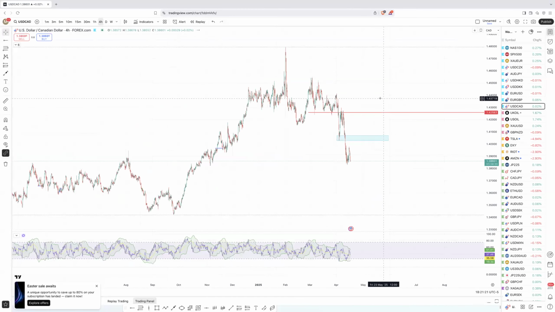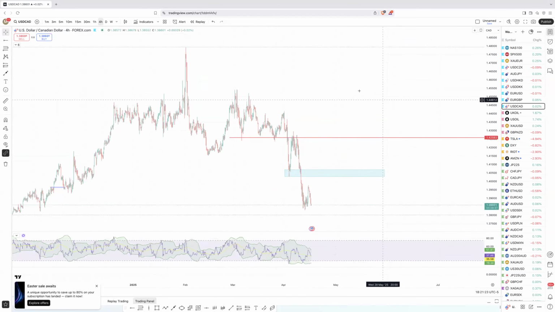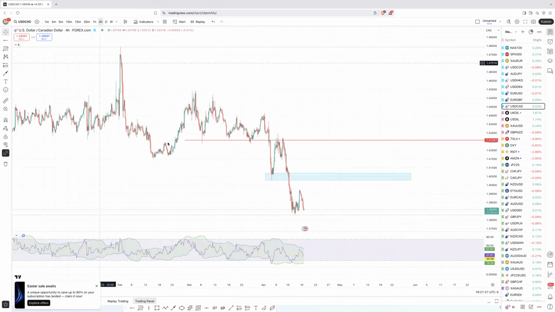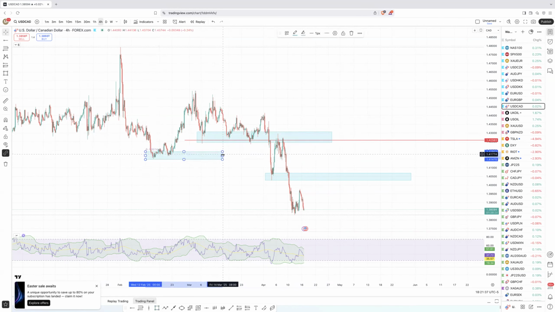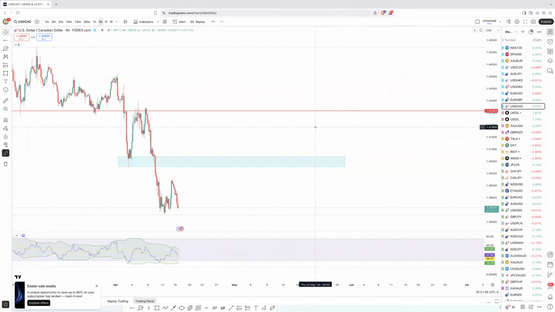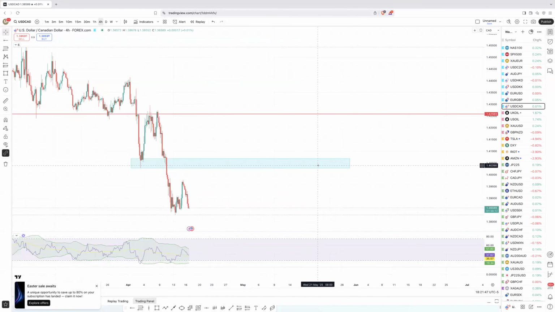USD CAD, slightly aggressive, not too much, because price broke the zone over here. Price broke the zone and also broke this zone here. So it's not really aggressive. It's still fine. Downtrend is pretty consistent. We have steady lower highs, steady lower lows. Possible setup here to go short.